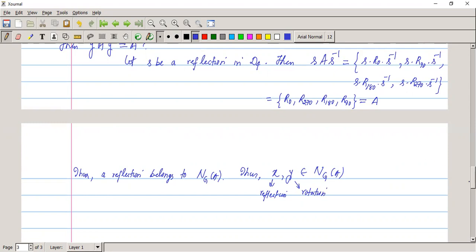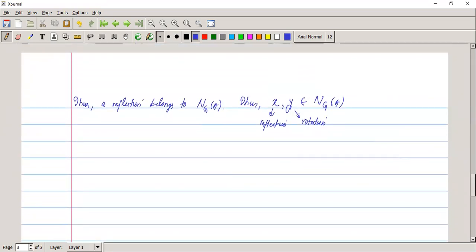So when both the reflection and the rotation belong to the normalizer of A, and since the normalizer of a set is a subgroup of G, by closure of the normalizer of A, x^i y^j must belong to the normalizer of A in G. Since this normalizer of A is a subgroup, and we have a rotation there and have proved that there is also a reflection inside this set, x^i and y^j will belong to the normalizer of A by the closure property. So x^i y^j belongs to N_G(A) for all i and j.